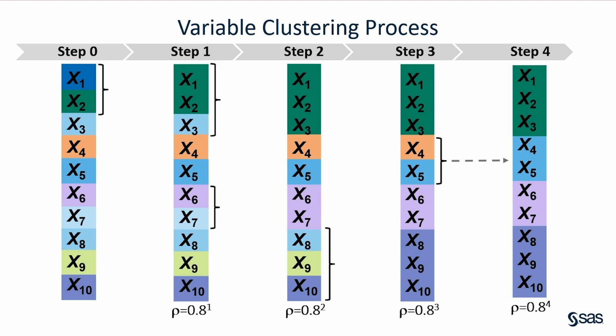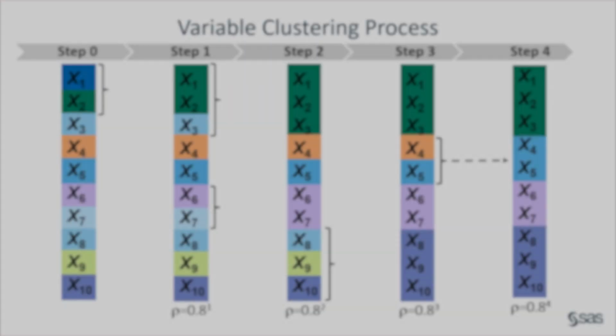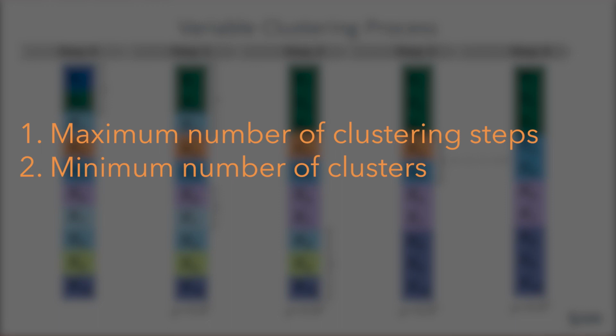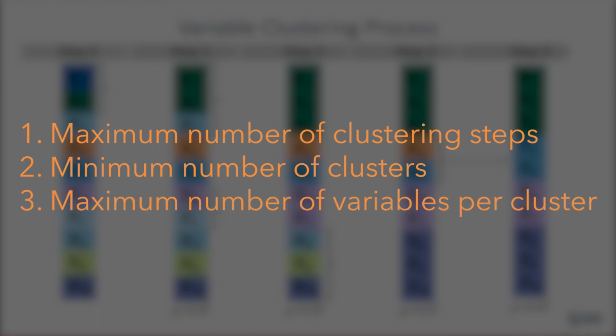So when will this process stop? There are three threshold properties that stop the clustering process when one of the thresholds is met or exceeded. One, the maximum number of clustering steps. Two, the minimum number of clusters. And three, the maximum number of variables per cluster.